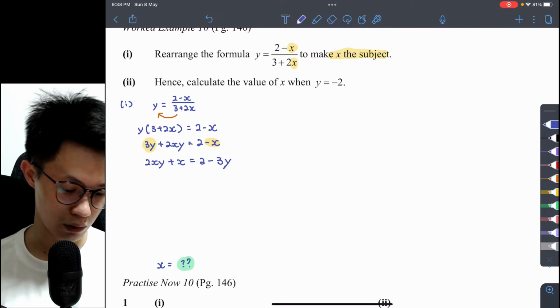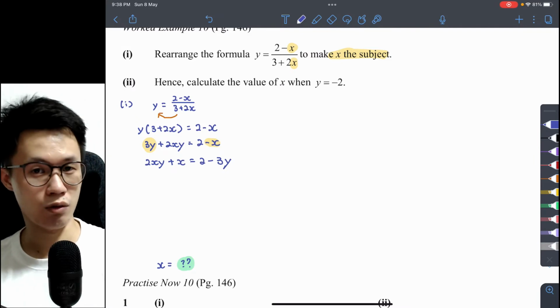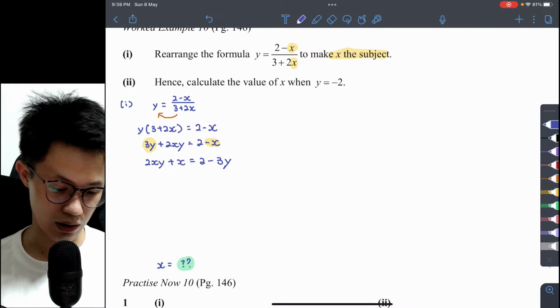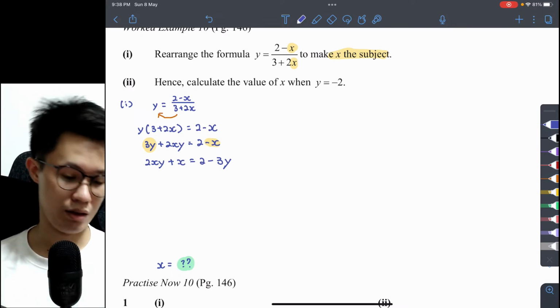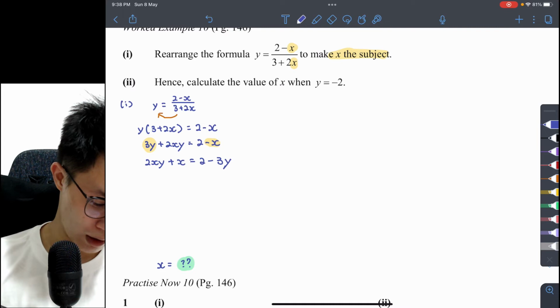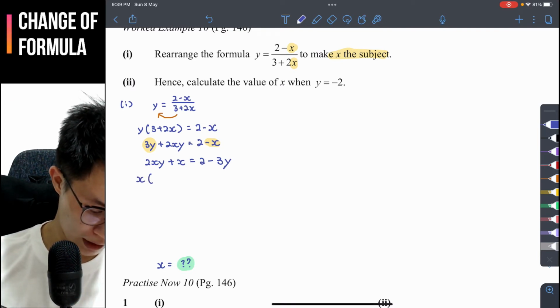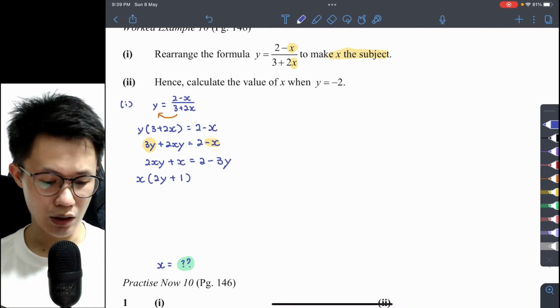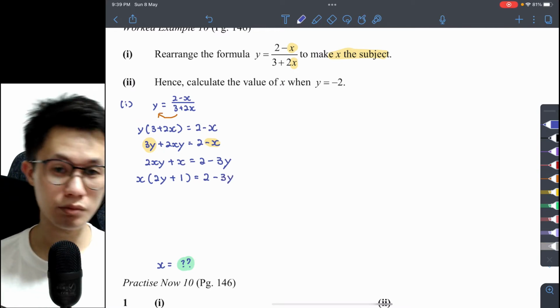Right here, you can't simply bring x over just like that to make x the subject. It doesn't make sense. So what we're going to do is factorize. Factorize x out from the left hand side. So we have x factorized out, this will be 2y plus 1, and this equals 2 minus 3y.